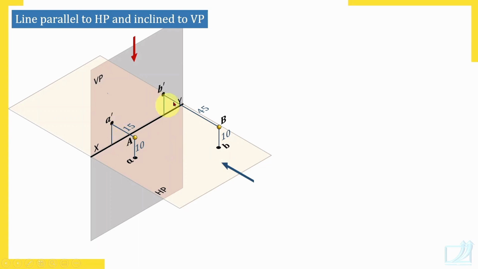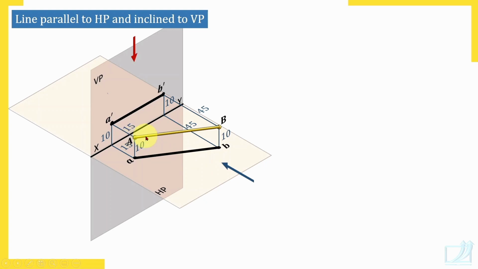So the front view gives distance from HP. Both the points are at the same distance from HP. That will appear in the front view, 10 millimeters, 10 millimeters. And the top view gives distance from VP. So point A is 15 millimeters from VP, will appear here, and point B is 45 millimeters from VP. If you join A and B, that is line AB. If you join the top views of points A and B, you will get the top view of line AB. And if you join the front views of points A and B, you will get the front view of line AB.